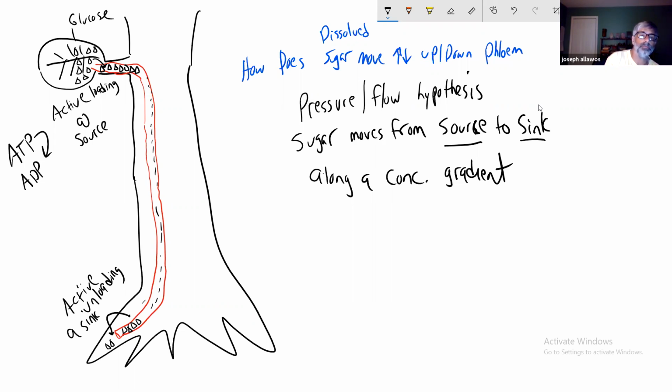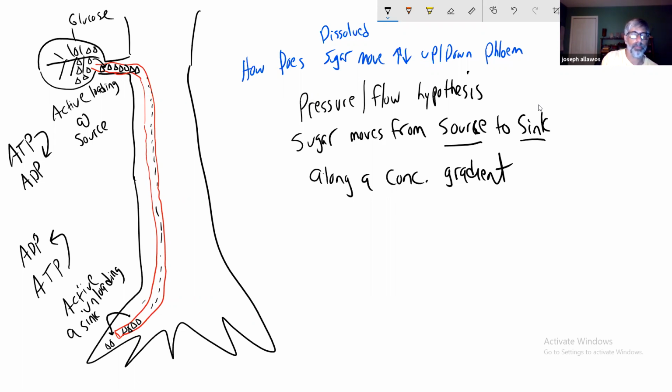So the bulk of the movement occurs just by diffusion, but you do have to put some energy in on both ends to load it and then unload it in order to keep it flowing. This is called the pressure flow hypothesis. And we're using energy to explain how the sugar water moves.